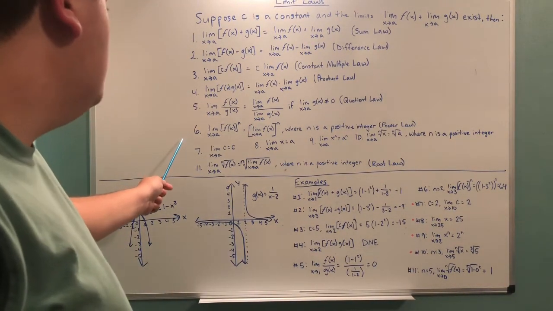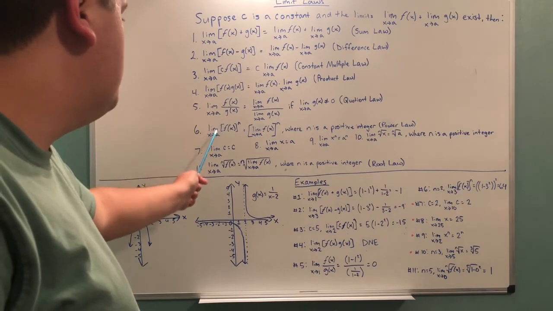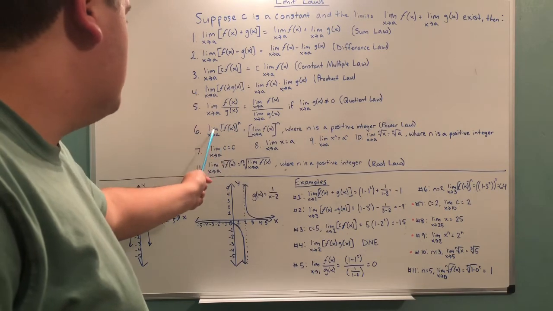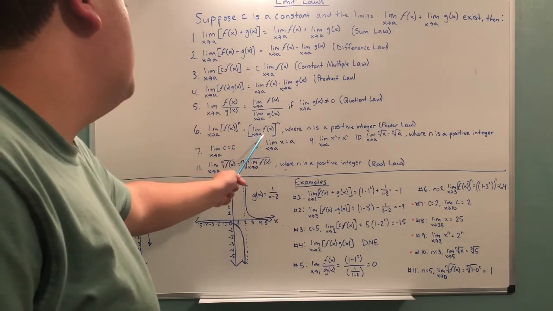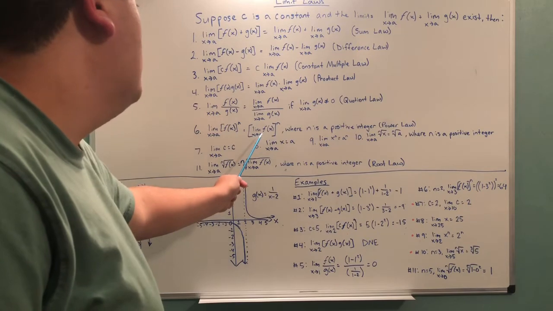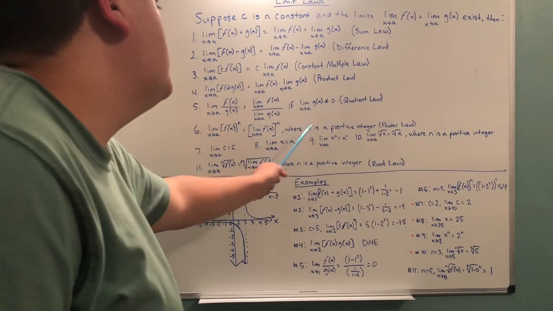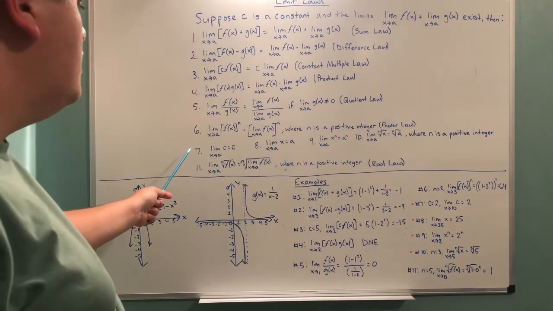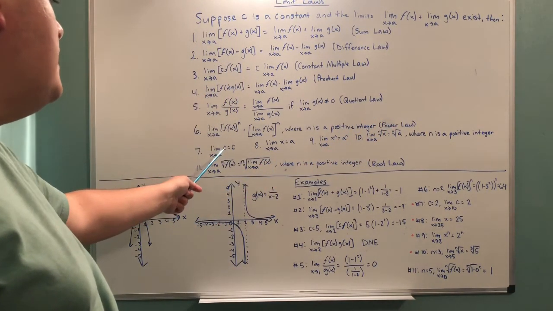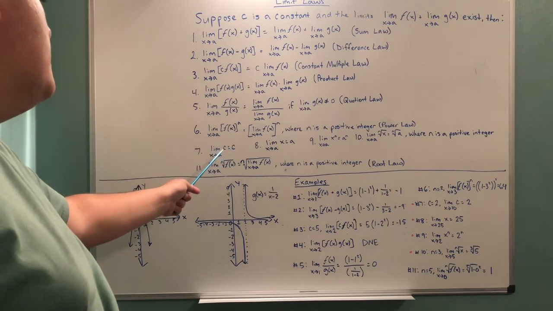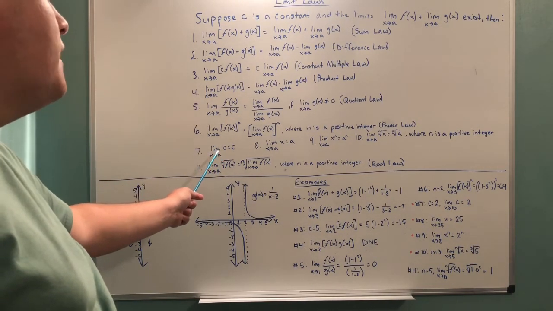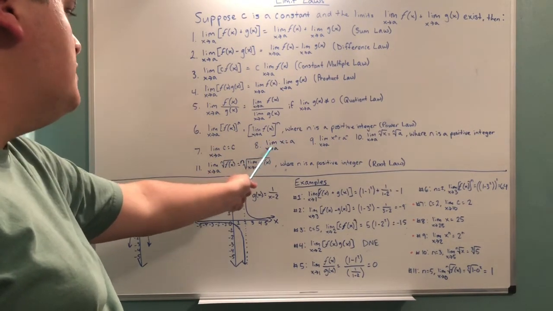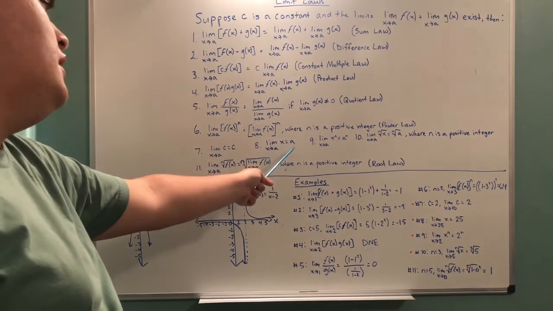For our sixth law, we have the limit as x approaches a of some function of x raised to the nth power. Now with this law, we can bring the limit inside, so we can evaluate the function's limit before raising it to some nth power, where n is a positive integer. This is known as the power law. For our seventh law, we have the limit as x approaches a of c equal to c. This is true because there's a function of x right here. For number 8, we have the limit as x approaches a of x equal to a. Because x is approaching a, x will equal a.